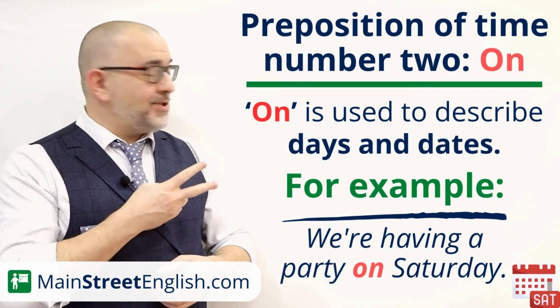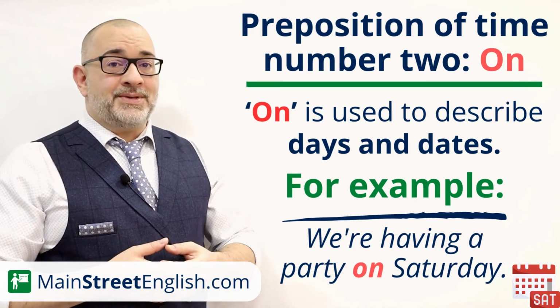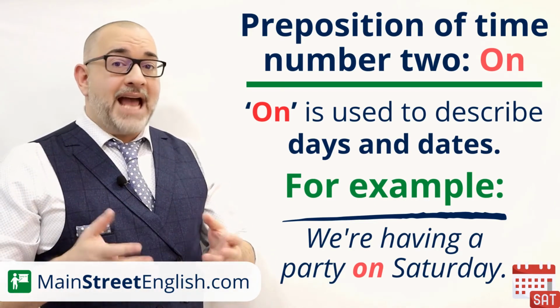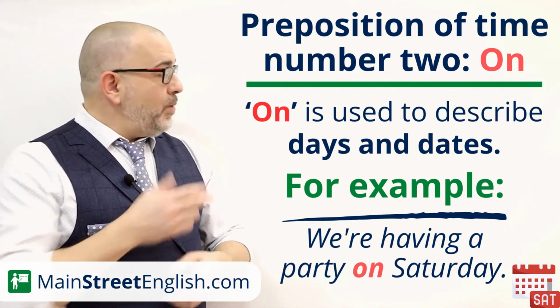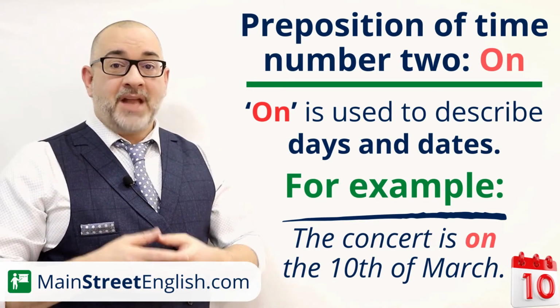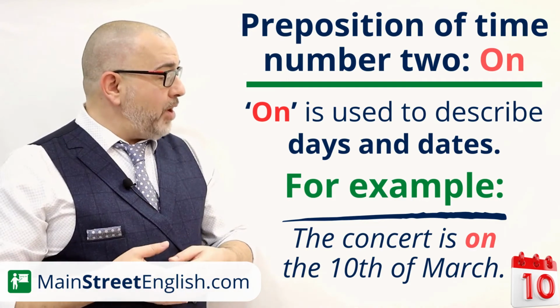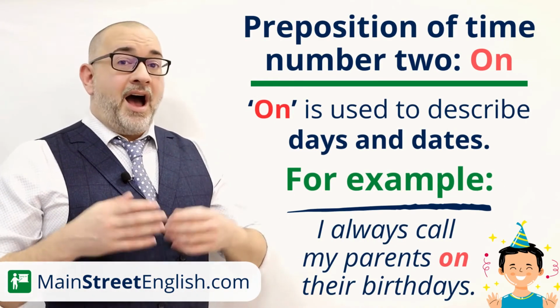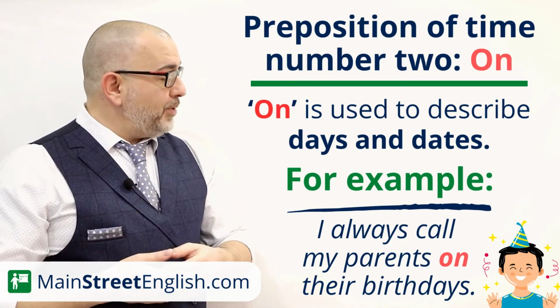Preposition of time number 2, on. On is used to describe days and dates. For example, we're having a party on Saturday. The concert is on the 10th of March. I always call my parents on their birthdays.